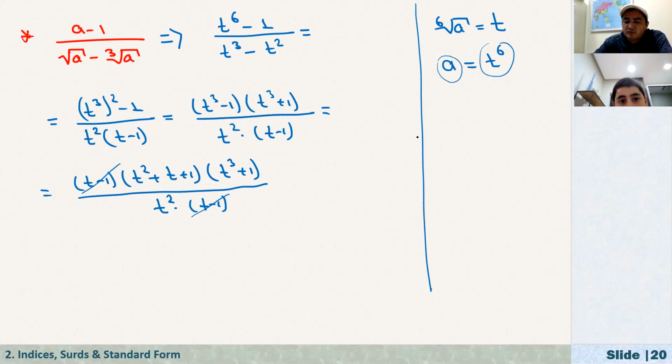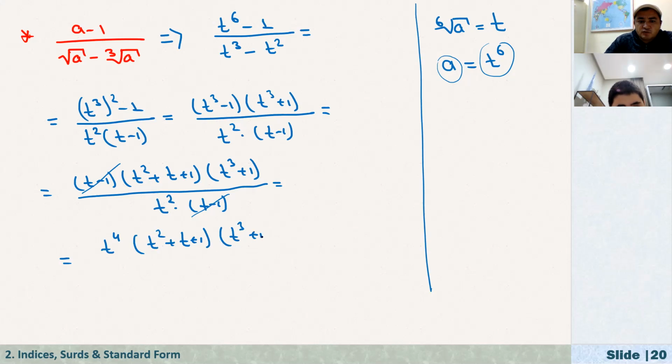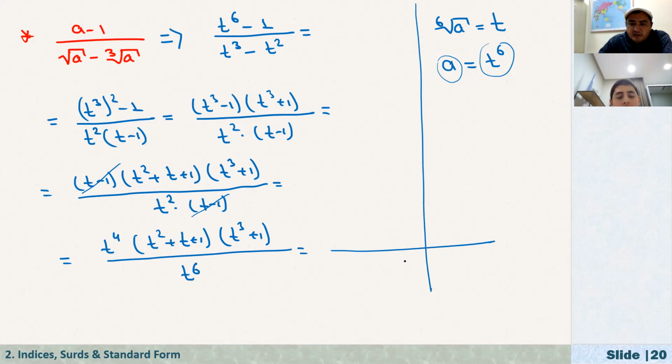We have to rationalize the denominator, right? So if you multiply numerator and denominator by t to the power of 4, what do we have here? t to the power of 4 times t squared plus t plus 1, and here we have t cubed plus 1. And in the denominator, it is t to the power of 6. Okay, now I can substitute here. What's the denominator? It is t to the power of 4. That is, t to the power of 4 is my cubic root of a squared.